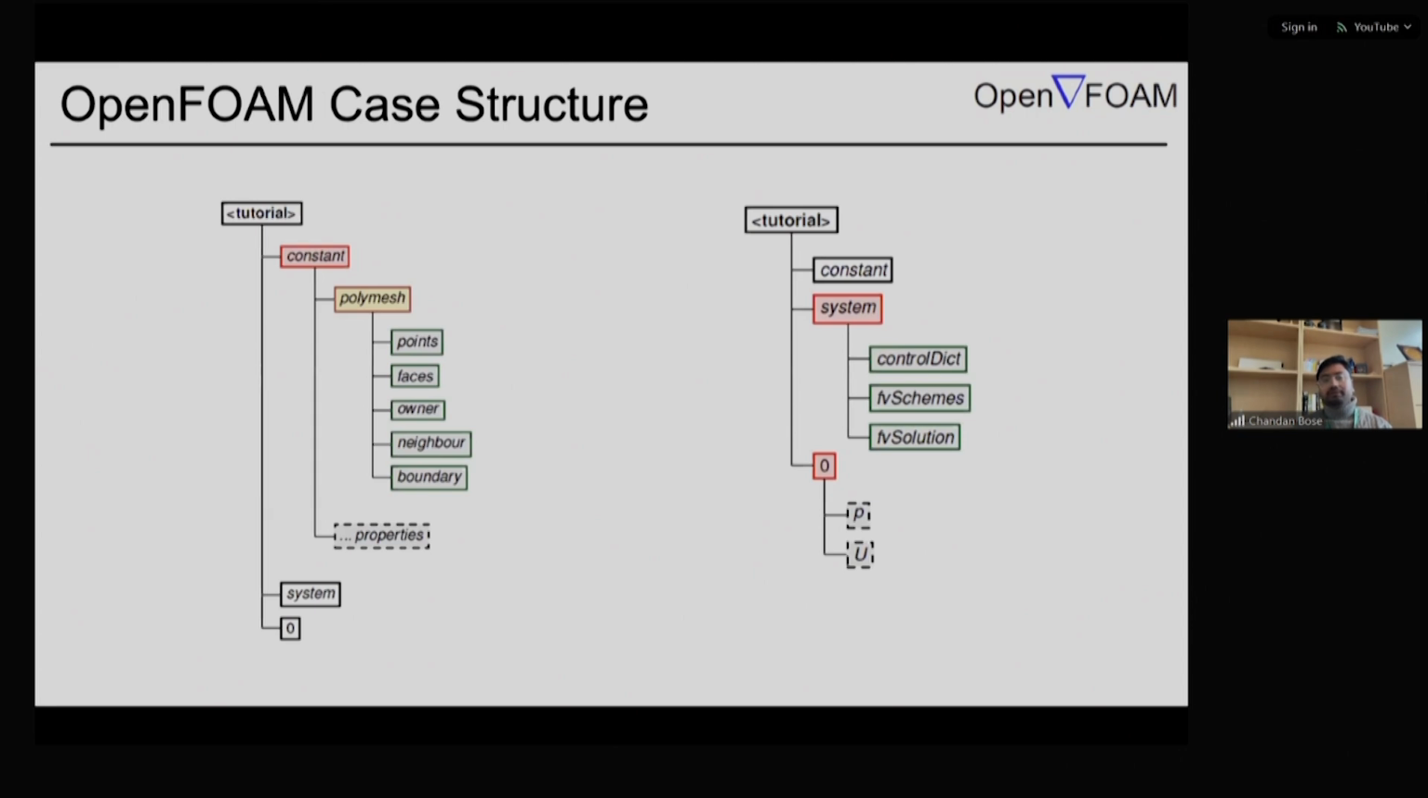So just to show you schematically where this change happens, in the whole tutorial case structure, you can see that within constant there is polyMesh and then other properties, system, and 0, and within 0 you have the initial and boundary conditions given for pressure and velocity and other fields if there are such, such as temperature. Now within constant, we have to include this particular dictionary file that I mentioned, which is dynamicMeshDict.